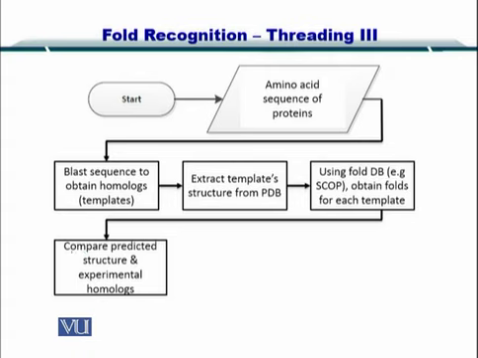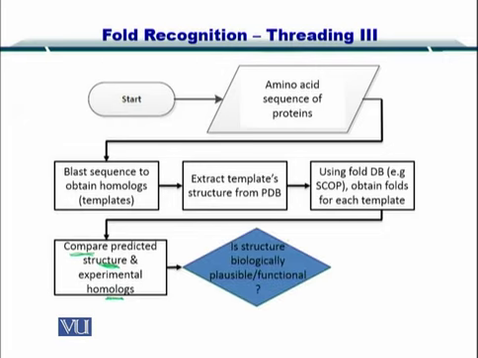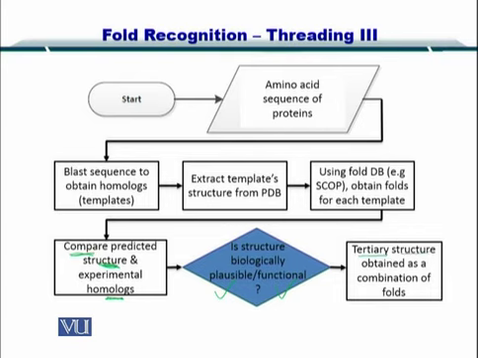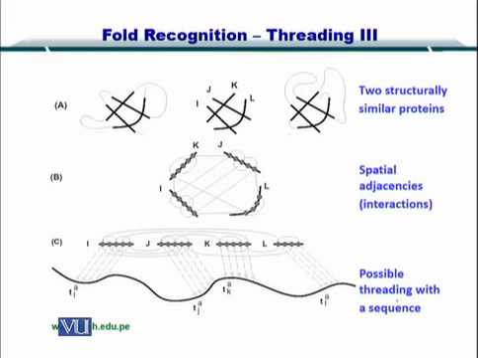We compare the predicted structures, that is the folds, with the experimental homologs. Now, if the structure is functional and plausible, both of them, then you create a tertiary structure by combining these folds. So you can select one fold from one PDB, another fold from some other structure, some other fold from yet another PDB and combine them to create and predict the structure for the sequence you're looking for. Here is the summary of this.